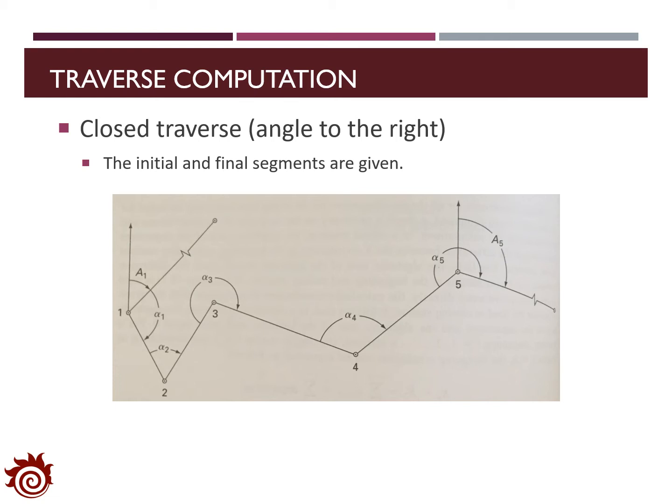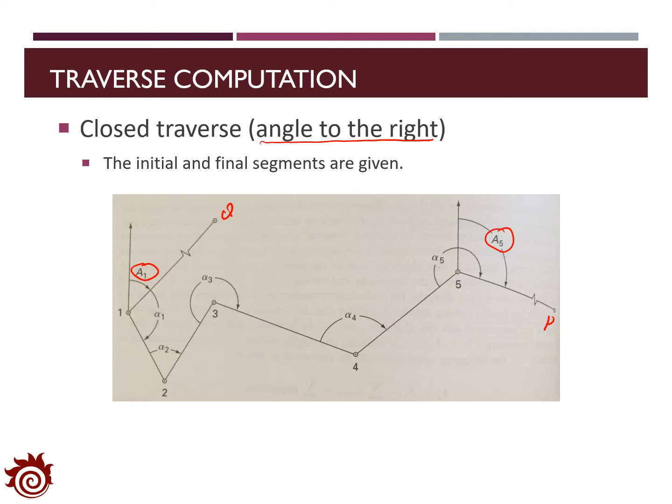Here we will consider the closed traverse with angles to the right. And in the example, the initial and the final segments are given. So we know the azimuth of the initial line Q to 1 as A1, and the azimuth of the last segment 5 to P as A5.